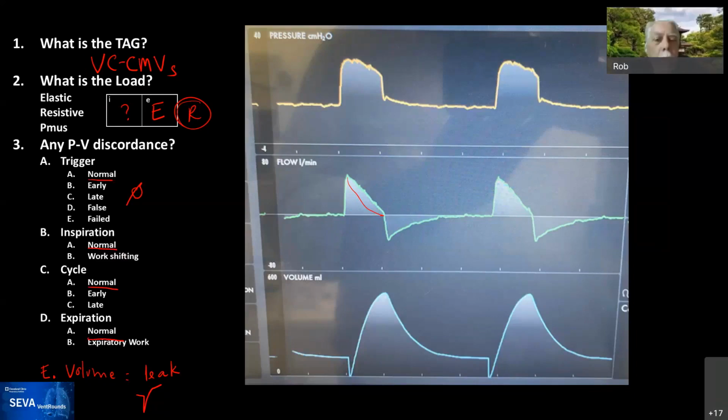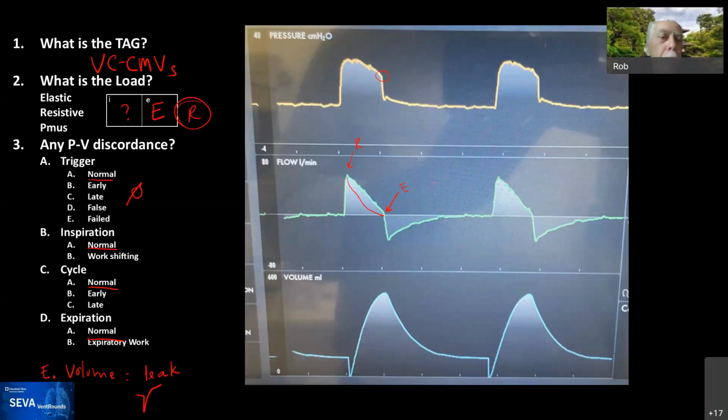Just that when you have a descending ramp, and in this case the flow goes down to 0 at end inspiration, that provides a little bit more information, knowing that that's volume control. Because at the very beginning of the breath, the initial pressure is all due to resistance because no volume has been delivered yet. And at the end, the pressure is all due to elastance because flow is now 0.